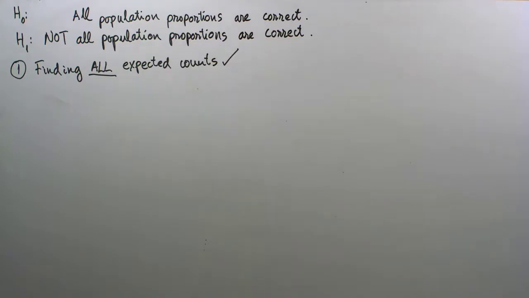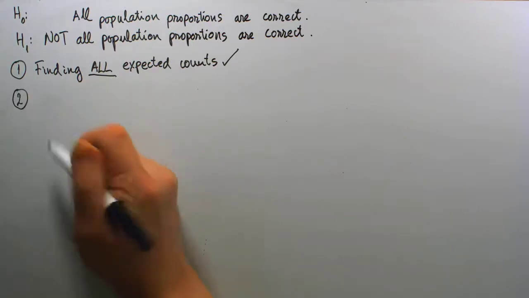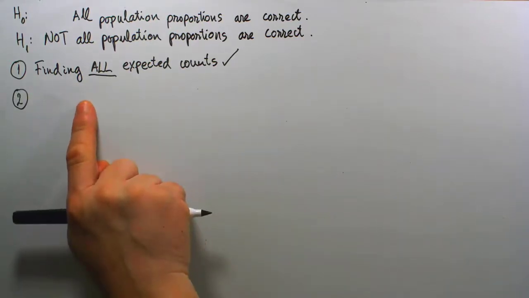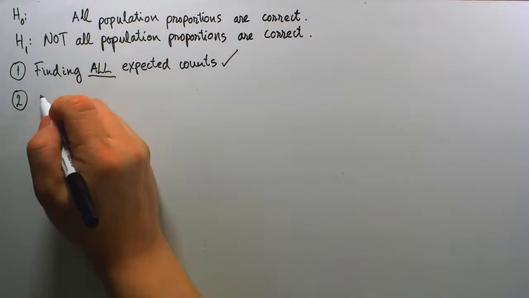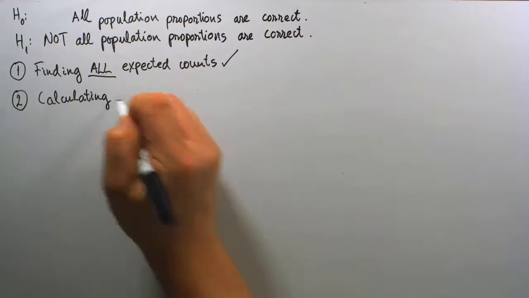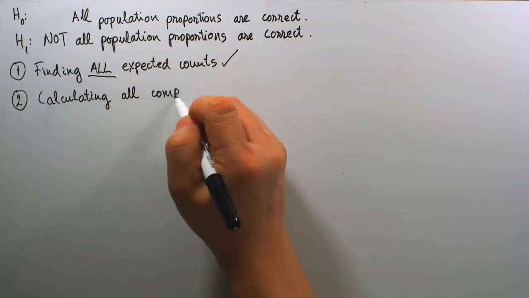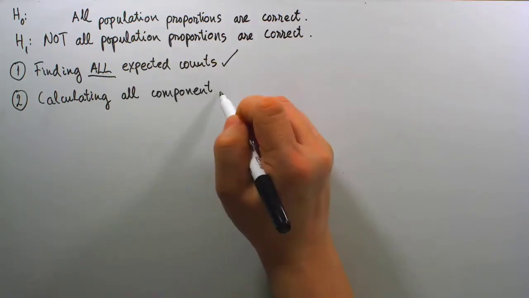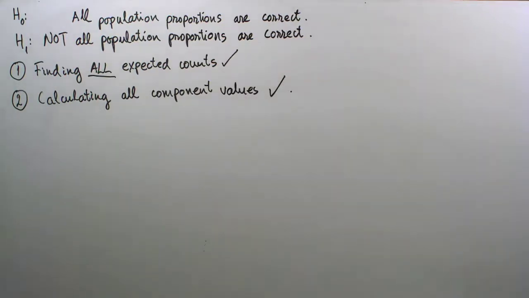And so what we did just now was to find all component values corresponding to all 4 categories. At the end of that step, that was our step 2. So anytime that we're performing a chi-square test for goodness of fit, the second step, or the step right after finding all expected counts, is the step where we calculate all components, or component values. And that was the step we just got done.